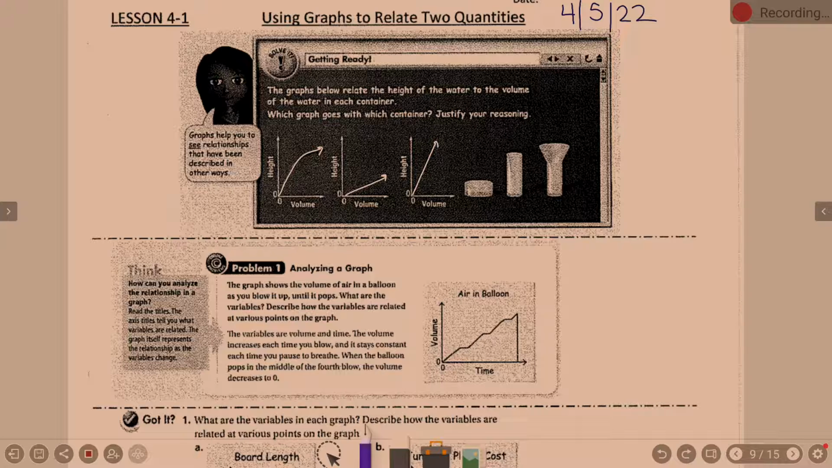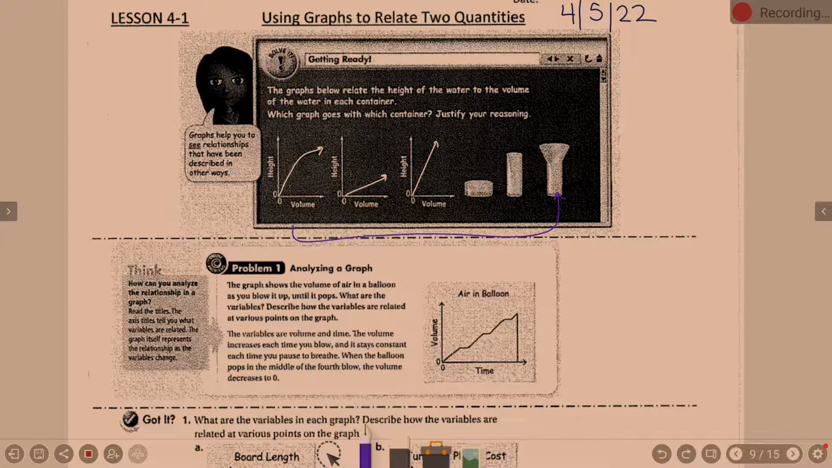Thoughts of which ones match up with which ones? The first one matches up with that first box with the curvy line. The first graph goes with which container? The middle one. Hold on. I disagree. This right here, yes? Container 1, 2, or 3? 3. I can agree with that.